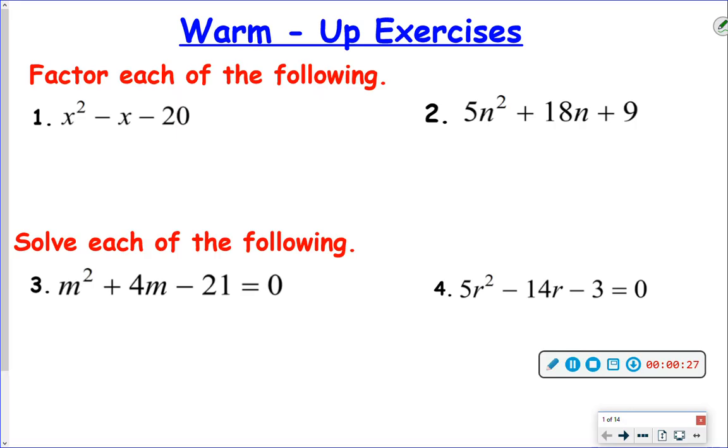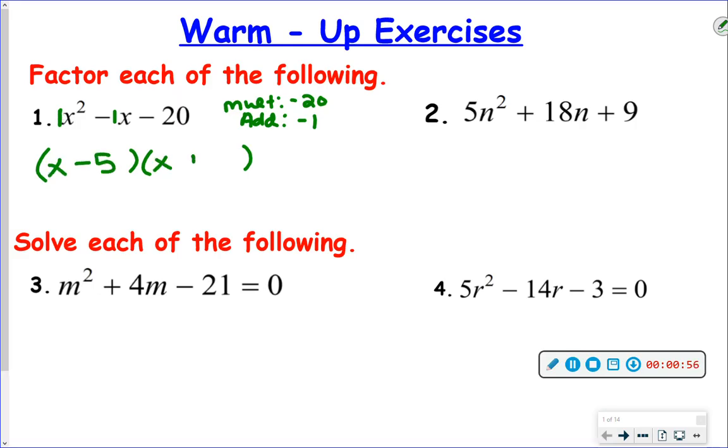So trinomial, lead coefficient 1. These are the ones you can pretty much do in your head, but a little explanation. You have to come up with two numbers that multiply to the last number. In our case, that's negative 20. And they have to add up to our middle coefficient, which would be negative 1. So just think about that, know your times tables. What two numbers multiply to negative 20 and add to negative 1? Jacob? 5 and negative 5. Good with the signs, good. That's as easy as it gets.